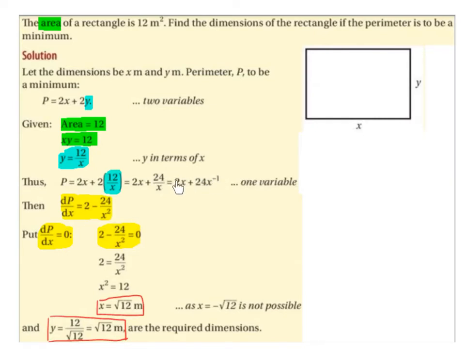Then when we have our perimeter in terms of one variable, in this case x, we differentiate with respect to that variable. So we differentiate the perimeter with respect to x and we get this. We let the derivative equal to 0 and we solve for x. And then using our x value, we found our y value. So we found our length and our width.